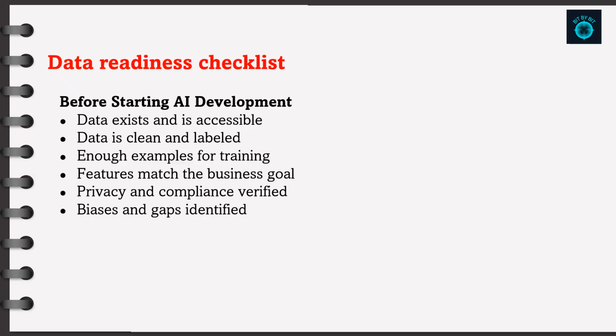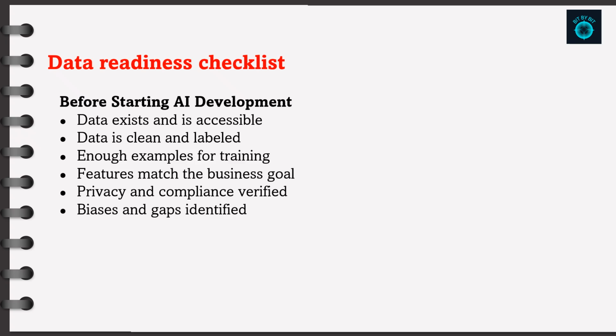Third, you must have enough examples to train the model. Small datasets lead to poor performance. As a rule of thumb, hundreds or thousands of samples per class is a good starting point. Fourth, make sure the data matches the business goal. If you're trying to predict customer churn, you'll need customer histories, not just demographics.